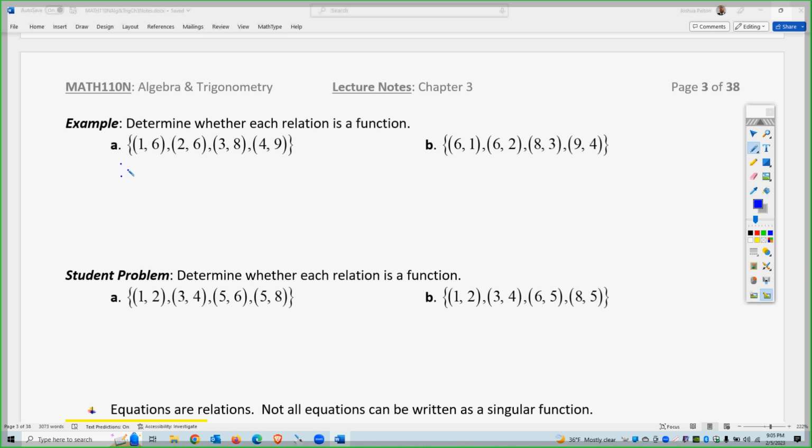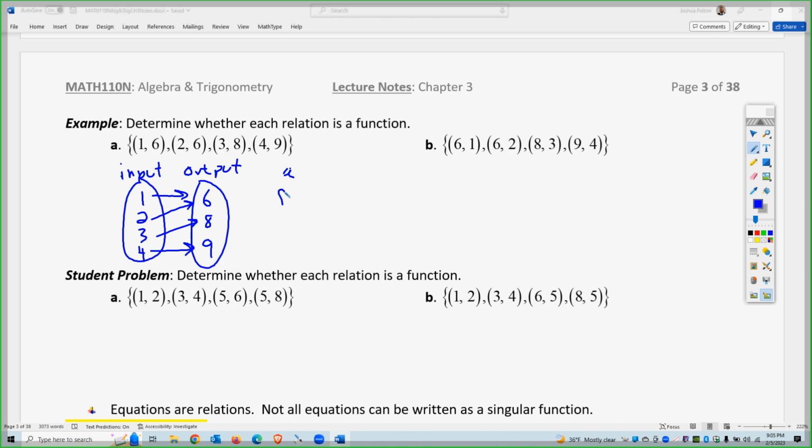So input, output. I have 1, 2, 3, 4 in my input mapping, and in my output, I have 6, 8, and 9. So 1 goes to 6, 2 goes to 6, 3 goes to 8, and 4 goes to 9. So every input only has one output. So this is in fact a function. Right, that works.